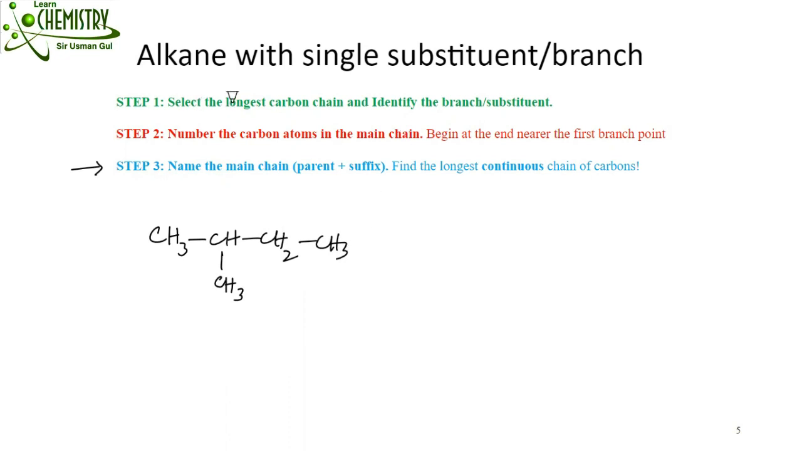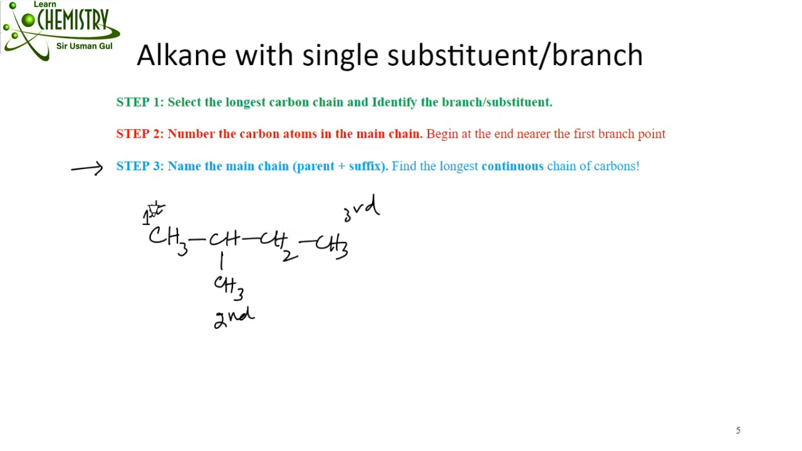Okay, now first step, select the longest carbon chain and identify the branch. Okay, so to select the carbon chain, let's suppose I'm starting from here. Now right now this compound has 3 terminals. This one is the first. Let me identify the terminals. This one is the second, and that one is the third terminal. Okay, how will I be able to identify the longest carbon chain? I have to combine at least 2 terminals, and whenever I combine, I must get the longest carbon chain.